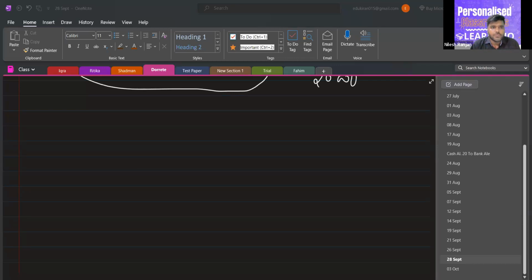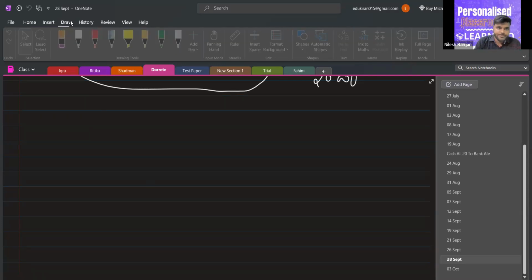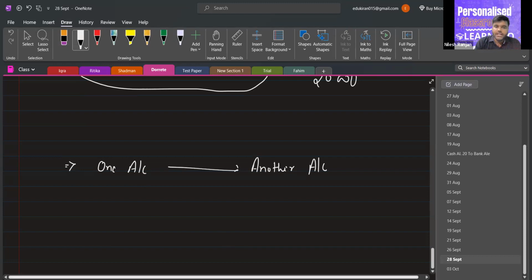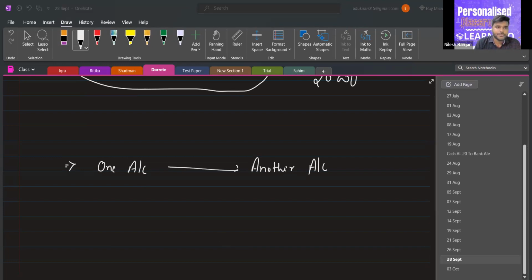Okay. So first thing, they transfer the balance from one account to another account. Yes, sir. Okay. Now, if we are transferring the balance from one account to another, just 1 minute. Okay, sir.